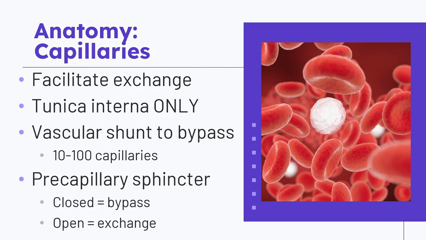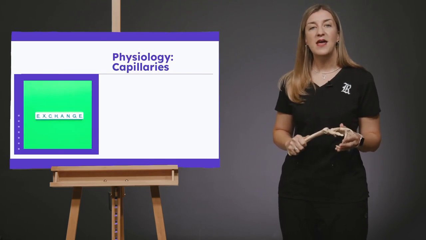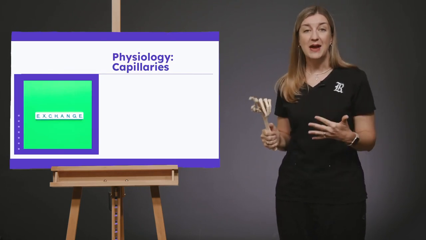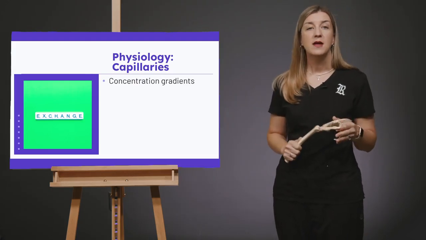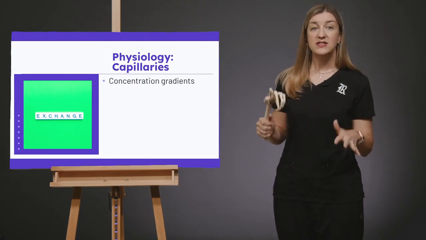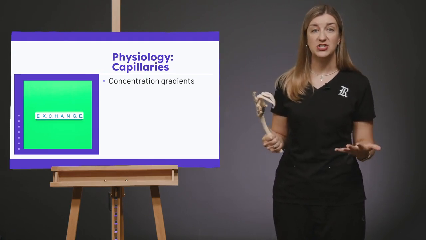Use a shunt to bypass cutaneous blood vessels and keep the blood warm in your core. Brilliant! Now that we have a basic understanding of the anatomy of the capillaries, let's switch and take a closer look at their physiology. Concentration gradients, or differences in concentration between the blood and tissues, drive gas and nutrient exchange.